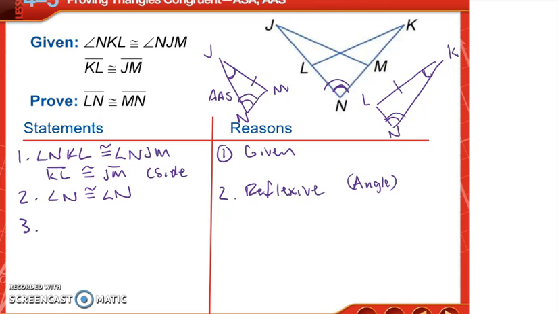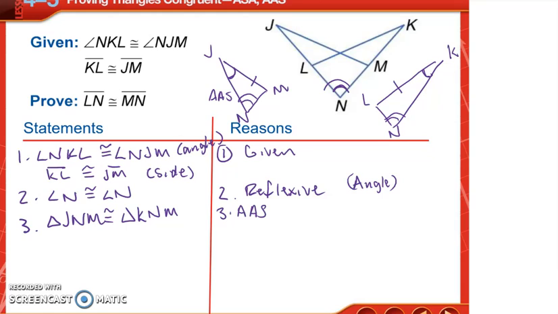And then the other one is our angle, right? So then we have our angle and our side, right? So now we just say that triangle J corresponds to K, N corresponds to N, and M corresponds to M, and the triangles are congruent to each other by angle, side.